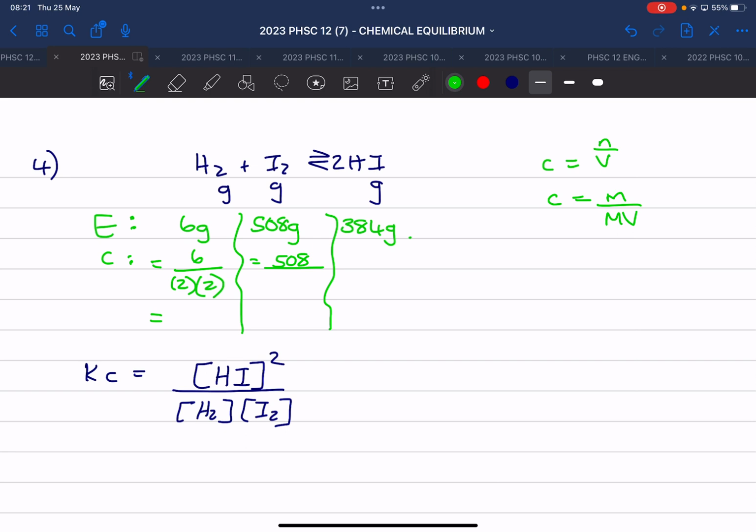Okay, but what is iodine? It is a diatomic molecule. So you must take that, you said 127, and times it by 2. And then the volume is also 2. The volume is the same for all of them. Okay, and then this one is 384. The molar mass for that will be 128. How did I get to 128? It's 127 of iodine plus hydrogen, 1. So 128. And the volume is 2.